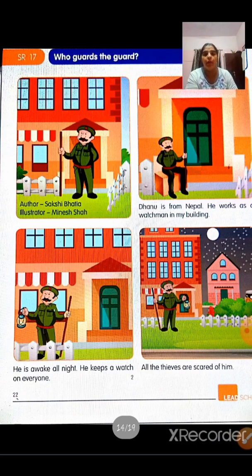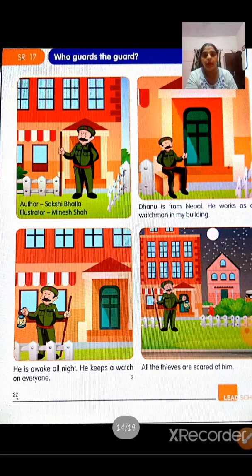I will count till 5. So open your SRs. 5, 4, 3, 2, 1. So first of all we will read the story and then we will move ahead. So this story is written by Sakshi Bhatia and illustrated by Manish Shah.